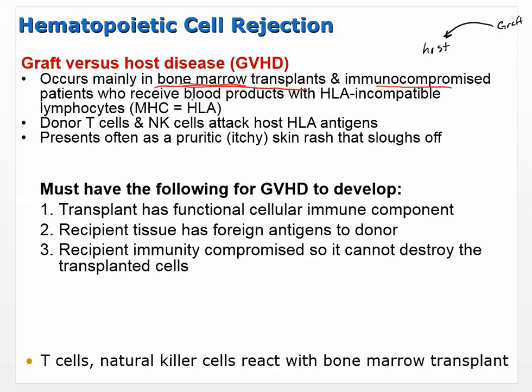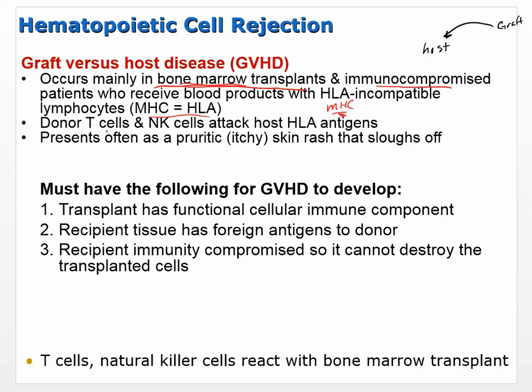Okay, so if they receive blood with an HLA, which is the same as MHC, but when we're talking about donations, we tend to talk about HLA. So with HLA incompatible lymphocytes, I already wrote that here. That's if you're not a match, if you're not a good match, then the donor bone marrow could start to recognize your tissue as being a little bit different MHC, and so it's going to launch an attack.